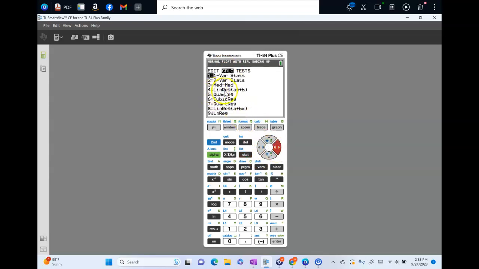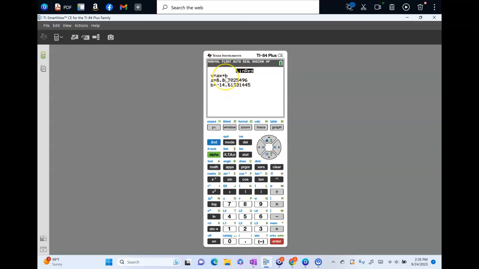Now, what kind of equation do we want it to calculate? We want a linear regression because we're working with linear equations. And then you're going to push Enter 5 times. And it'll give you this. Okay. Notice the equation for the line of best fit is given to you in slope-intercept form, where A is the slope and B is the y-intercept.